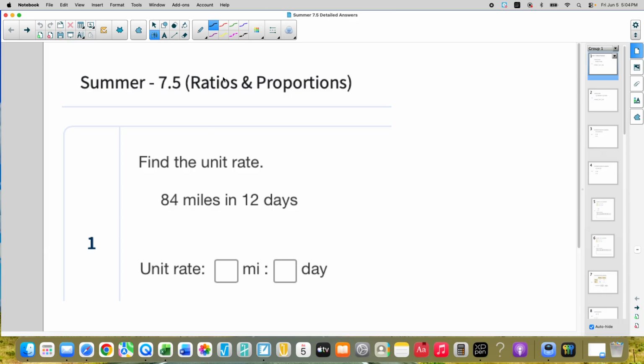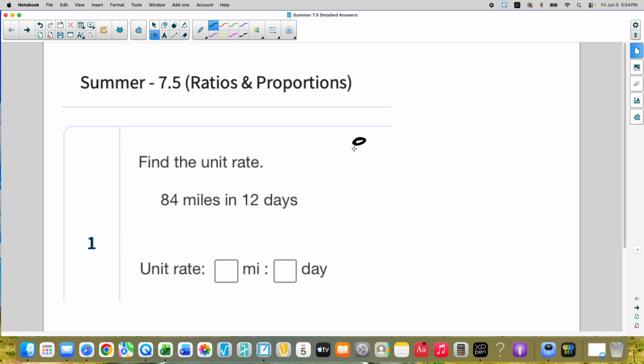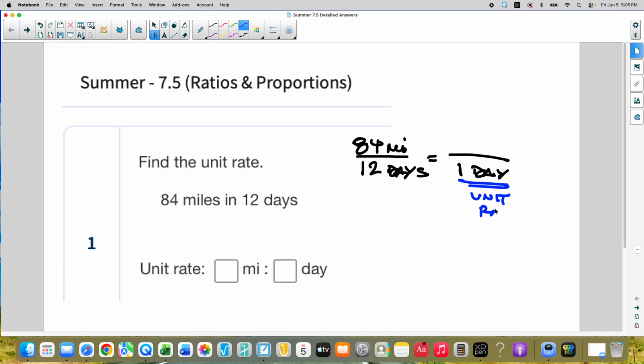So this is always going to be, here's our starting 84 miles per 12 days, but we don't want 12 days, we want per 1 day. That would be the unit rate. So it's per one. That's the unit rate. So we want to know how many miles.